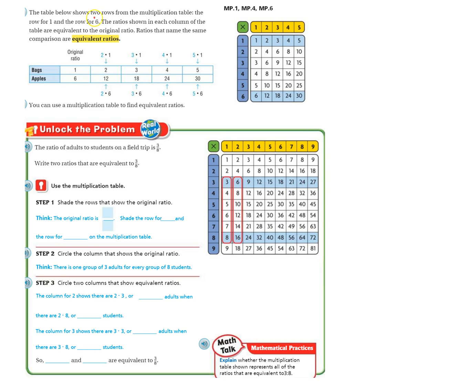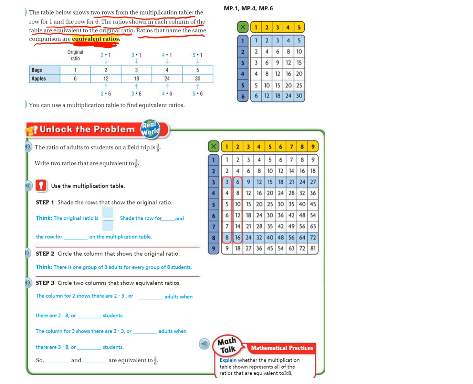The table below shows two rows from the multiplication table, the row for 1 and the row for 6. The ratios shown in each column of the table are equivalent to the original ratio. Ratios that name the same comparison are equivalent ratios, ratios that are equal to each other. And equivalent ratios are very similar to equivalent fractions, because we remember from our last videos that we can write ratios as a fraction. So equivalent ratios, think equivalent fractions as well.